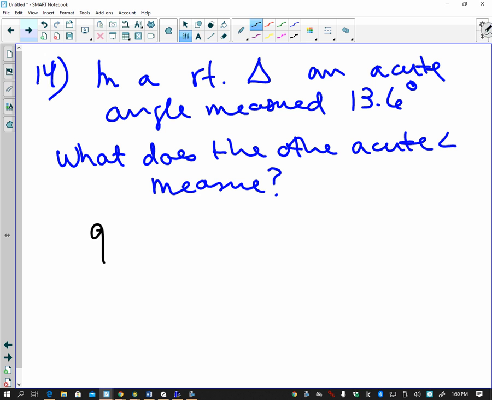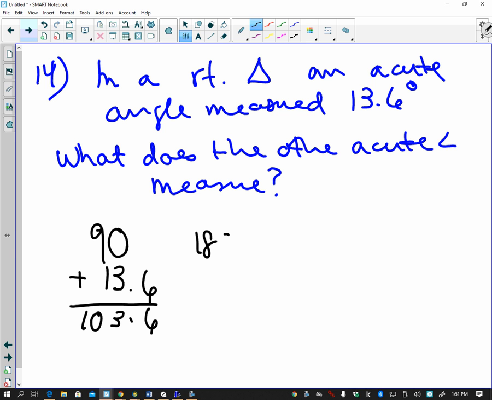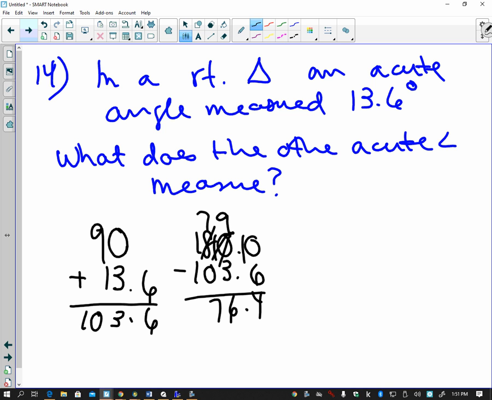She said 90, because we know it's a right triangle, plus 13.6. We get 103.6, and then from there you subtract that from 180, right? So we got 180.0 minus 103.6, which is 76.4 degrees. There is a quicker way of getting there.